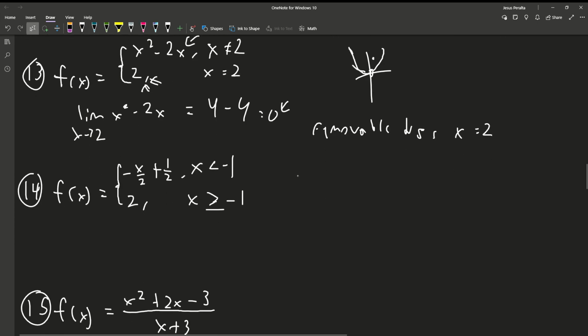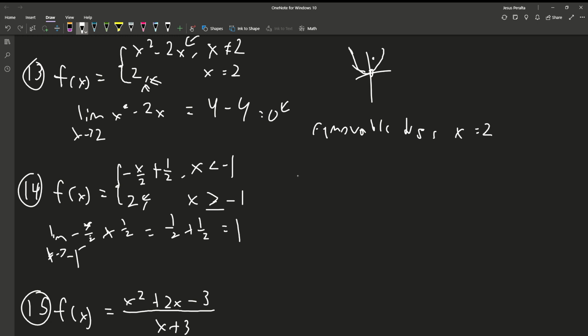And then right here, this would be maybe a jump, but we would see if they plug in. So for the top you would put the limit as x approaches -1 from the left, negative x over 2 plus a half. Plug in -1 would be half plus half, which is equal to 1, but that doesn't match with 2, so then that is a jump discontinuity.